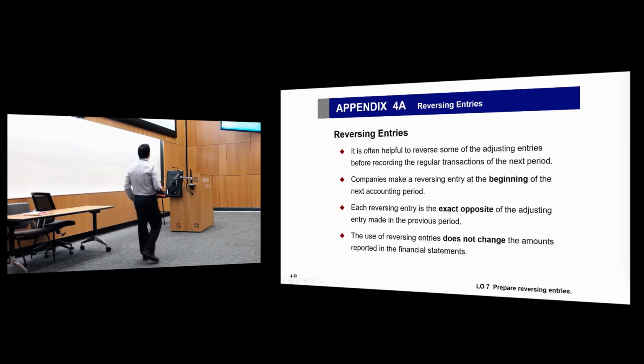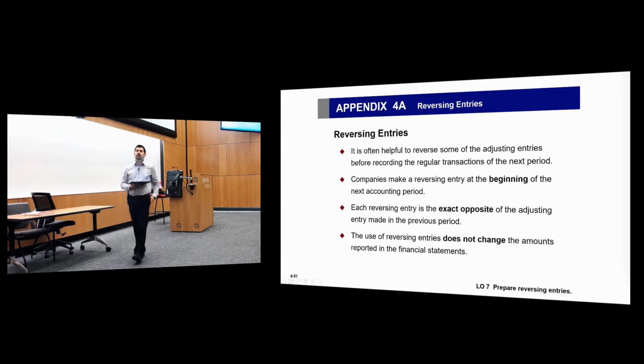Now I would like to talk a little bit about reversing entries, although I might not include it in the exam. Still, I would like to talk about it for 2 minutes. Reversing entries are used in certain cases where companies would like to make the same recurring payments in the same amount and in the same way. It will make it easier to prepare the journal entries.